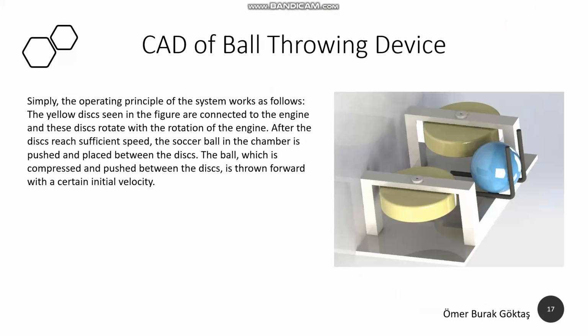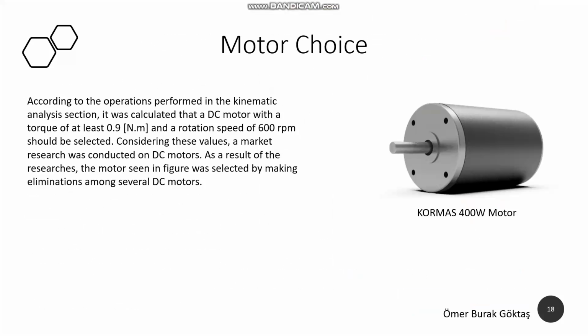The image on the right shows the computer-aided design of the ball throwing machine. The principle of operation is simply that the ball is compressed between the discs with the help of 2 DC motors and it is thrown as a result. We selected a motor with a torque value of 0.9 Newton meter and an angular speed of 600 rounds per minute, which we obtained in the kinematic analysis. This can be seen in the image on the right.